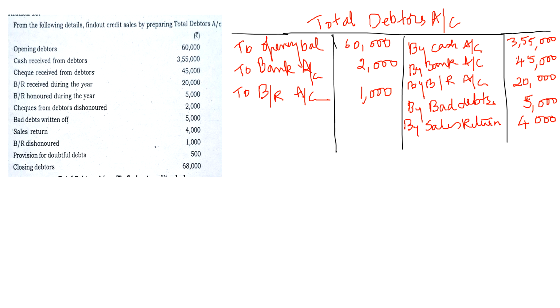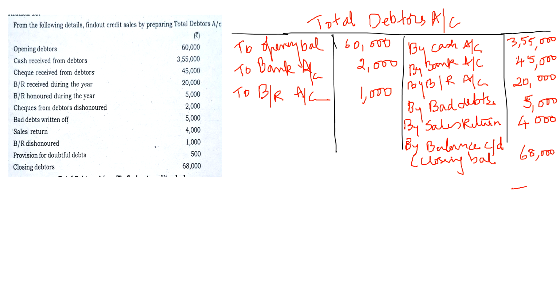Then the last item you have is closing debtors. Closing debtors, you'll write on the credit side as by balance carried down, or closing balance, you can write there. So no issues. The amount is 68,000. Okay, all items are done.